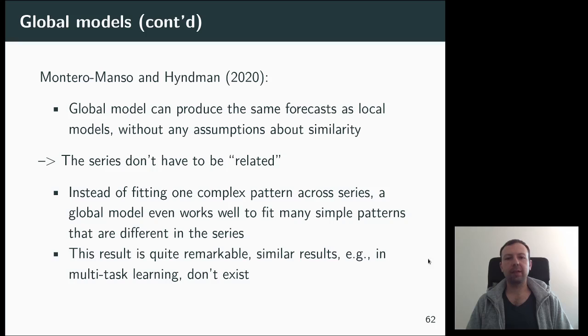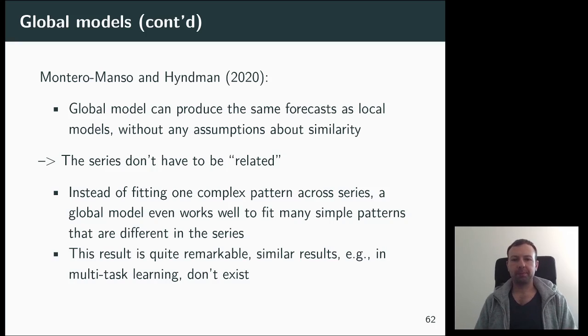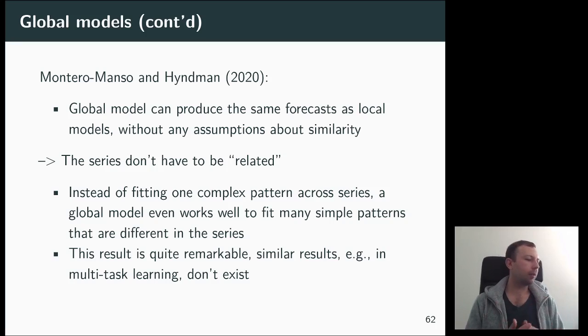I think the idea is that instead of fitting one complex pattern across the series, a global model actually also works quite well if the patterns are quite simple and different across the series. And this is actually a quite remarkable result, because similar results, for example in multitask learning, don't exist. Yeah, so there is now some theoretical work around why these global models work so well. So we're getting a bit of a grasp of what's happening here, but still it is a very active area of research and very interesting.